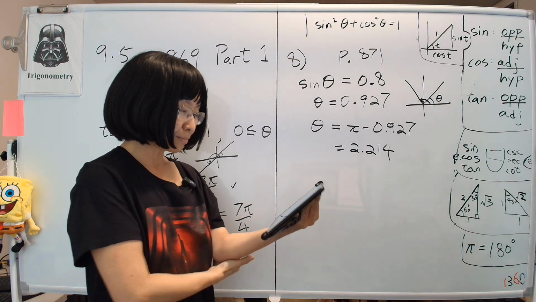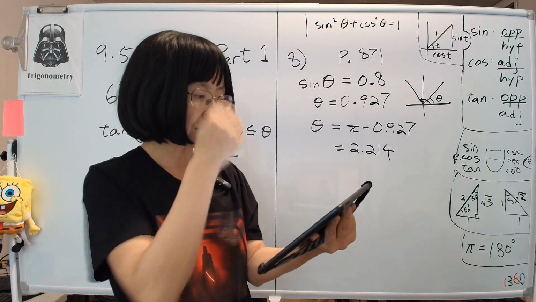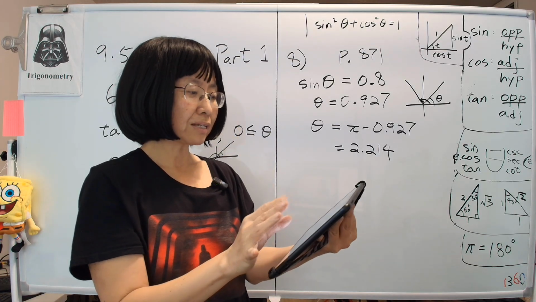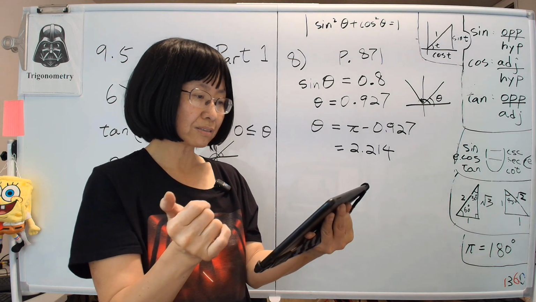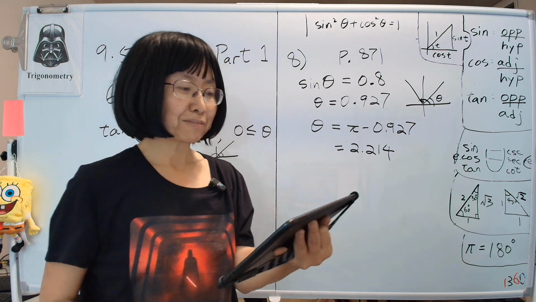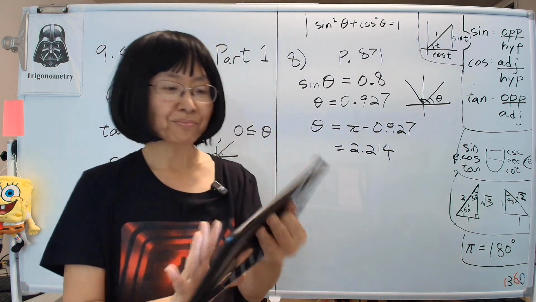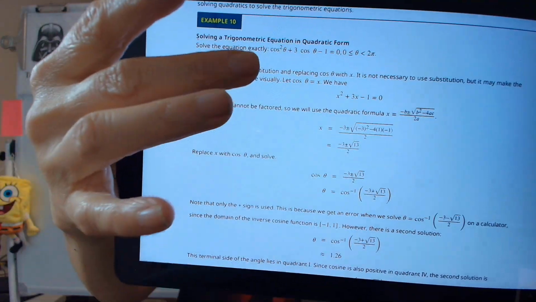Example 10, then, is a trigonometric equation in quadratic form, where we have cosine squared theta plus 3 cosine theta minus 1 equal to 0. Oh boy. All right, so what happens there is that cosine theta is now your variable.